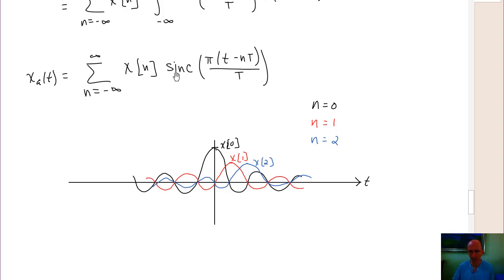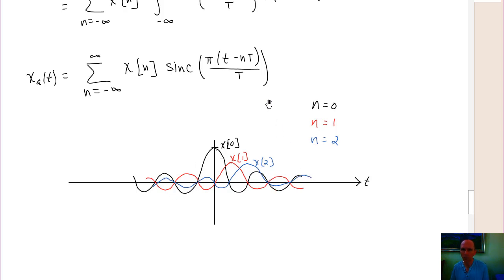It would be a sinc function which has a highest point at 0, and the highest point would be x of n, in this case n equal to 0. So this, the black line, would be the term when n is equal to 0. That would be x of 0 times our sinc function.